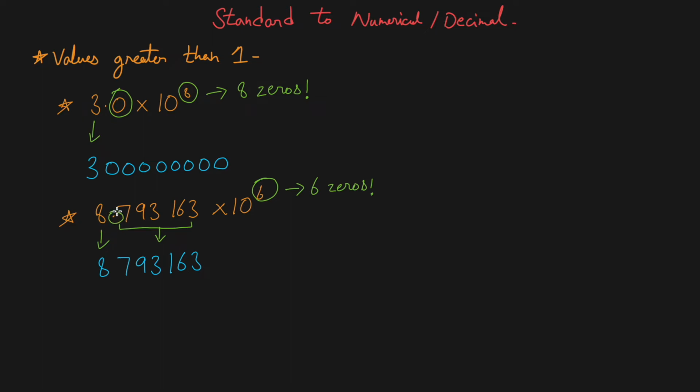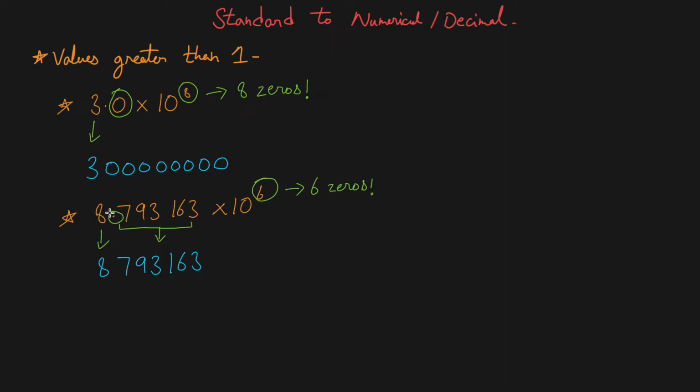The method will be that for tens power 6, this basically means that we will move the decimal point. This is only applicable for values greater than 1 in scientific notation.